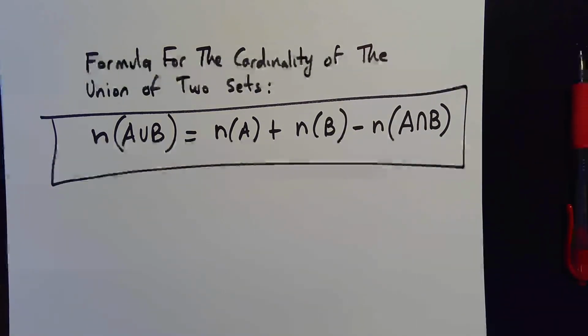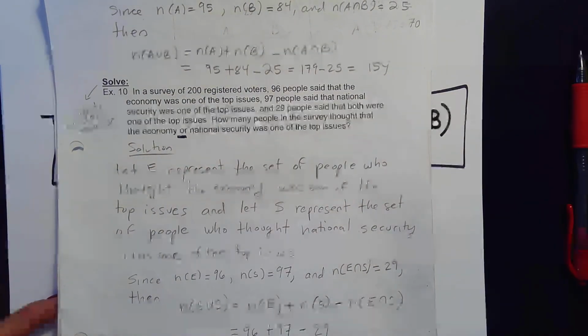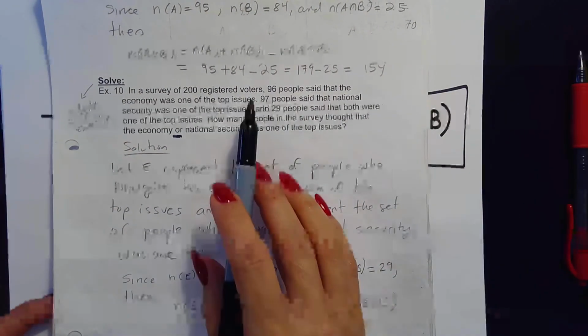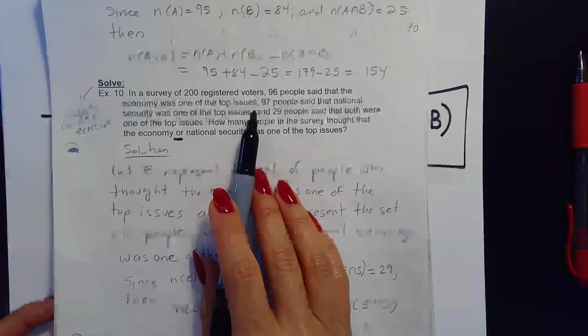I'll do the first one and I'll let you do the second one. It's the same thing. Actually, let me do number 10 because that's harder, and then I'll let you do number 9, that's easier. So I'll do 10. In a survey of 200 registered voters, 96 people said that the economy was one of the top issues.